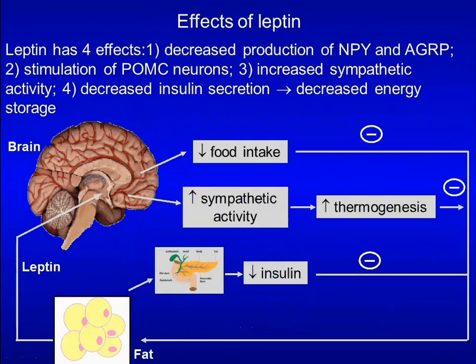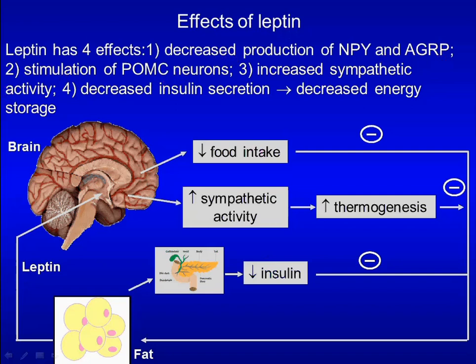This slide shows how leptin plays a role in long-term regulation of food intake. When the amount of adipose tissues increases, adipocytes produce increased amount of leptin. Leptin has four effects. First, it inhibits MPY neuron and decreases production of MPY and agouti-related peptide. Second, it stimulates POMC neurons. All this decreases food intake.